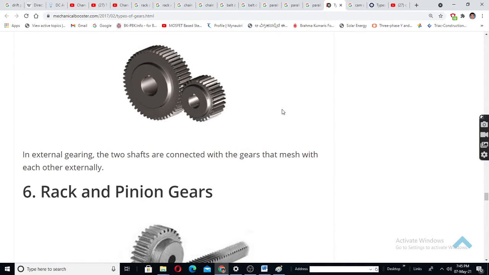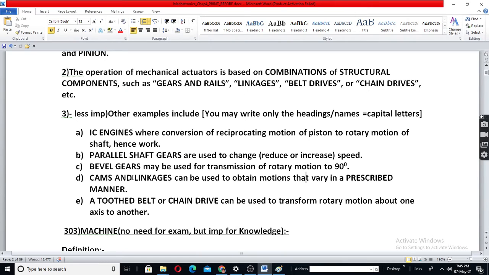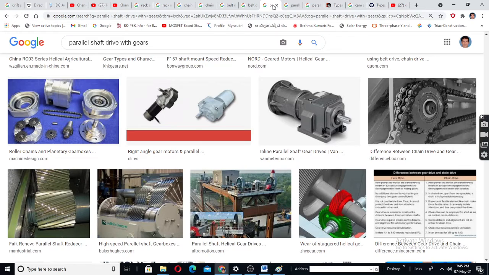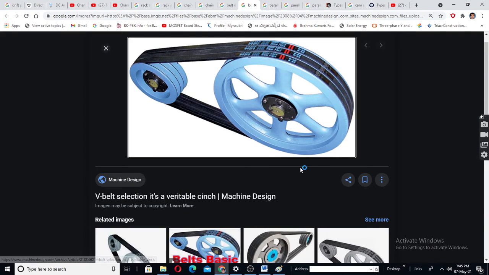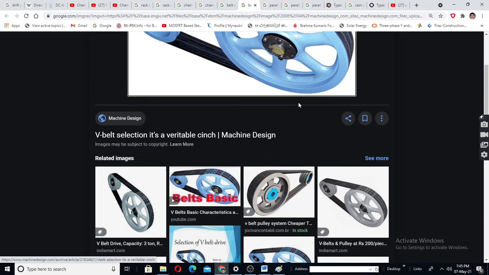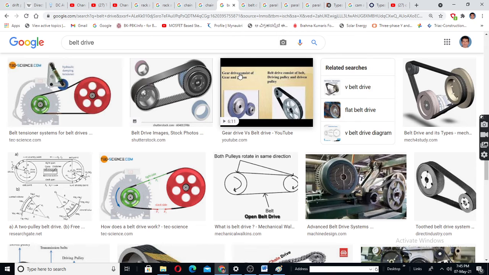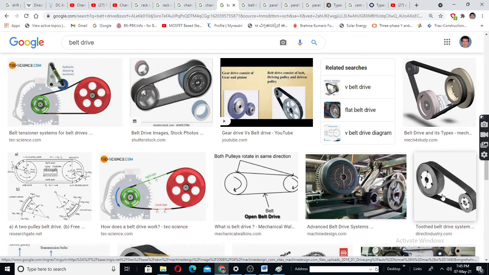So all these types are there. Cams and linkages we have just studied now, and then toothed belt or chain drive. Okay, let us see that. See, this is the belt drive. Sometimes we have toothed belt, sometimes belt may not have teeth, sometimes belt may have teeth. That we'll see later. Now see, this is a toothed belt drive system.